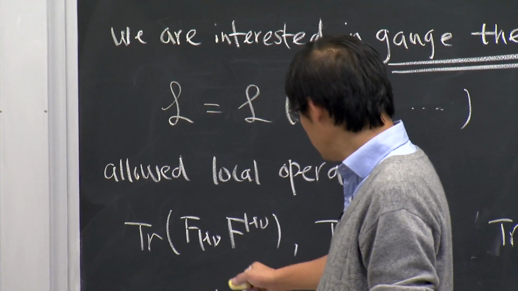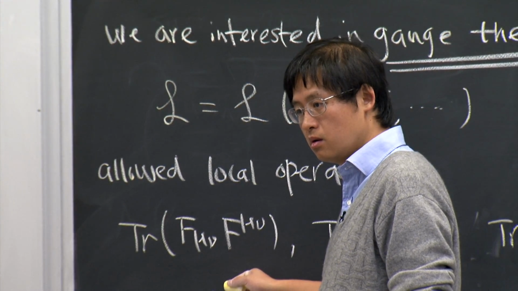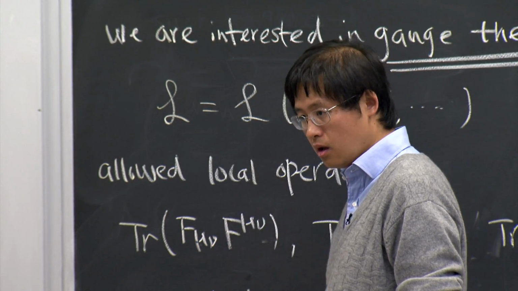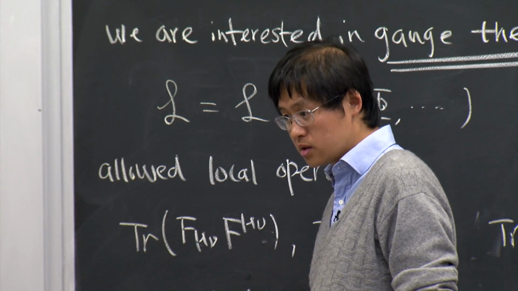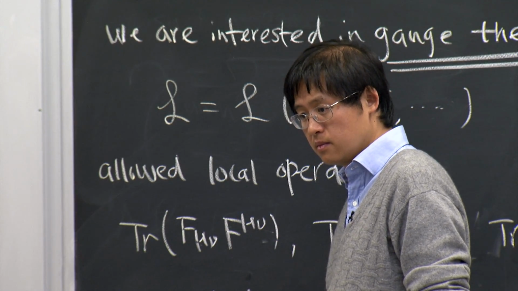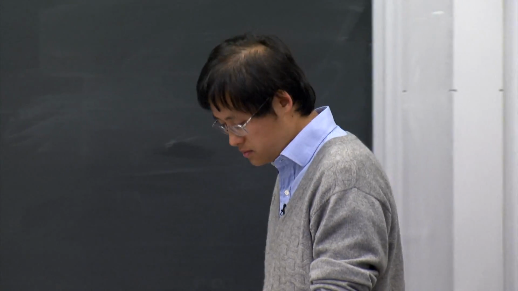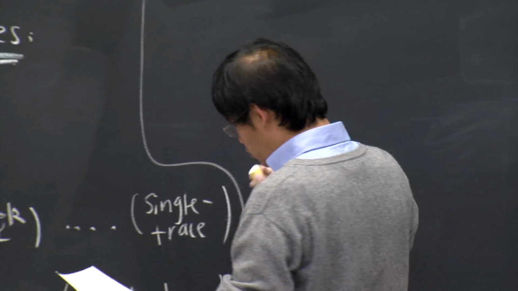Sorry, I don't quite understand what you mean. Okay. No, this is just one specific operator. You can take f to the power n, an arbitrary number of f. As far as they are inside the trace, it's always gauge invariant. I see it. Yeah, I'm just writing down a particular example.